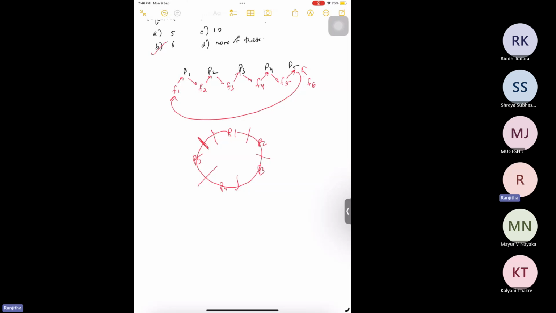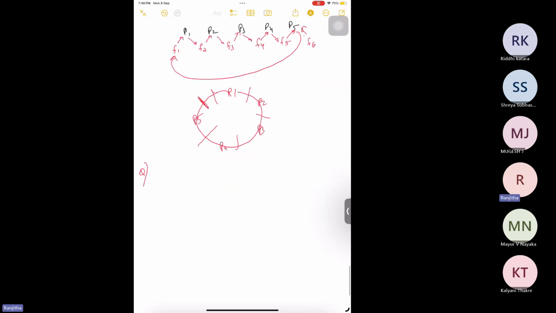Another question. True or false? Deadlock detection possible.